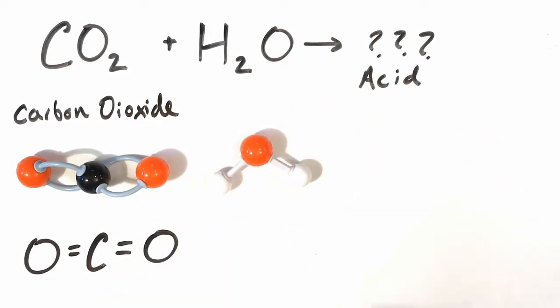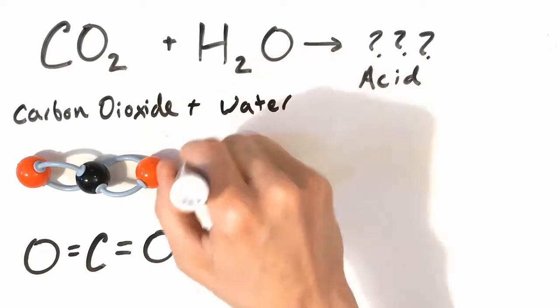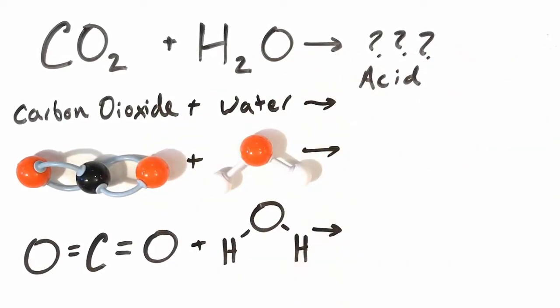And we can write this out also with an oxygen in the middle, single bonded to two hydrogens. That's our water. Now remember, the carbon dioxide and water are being added together, so let's make sure that we write that accordingly. Which still leaves us with our acid to deal with.